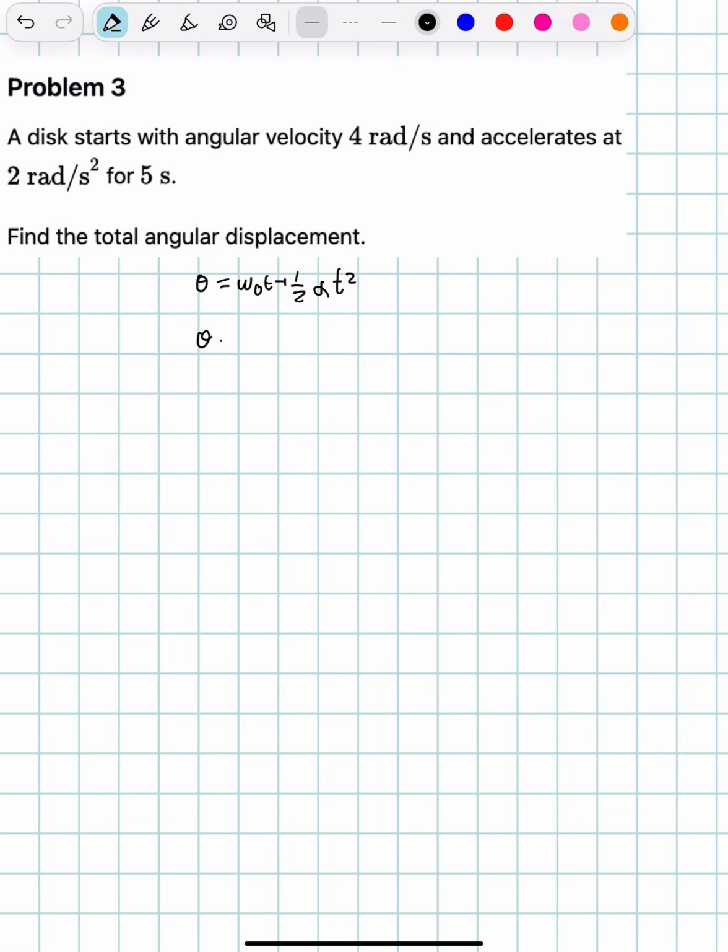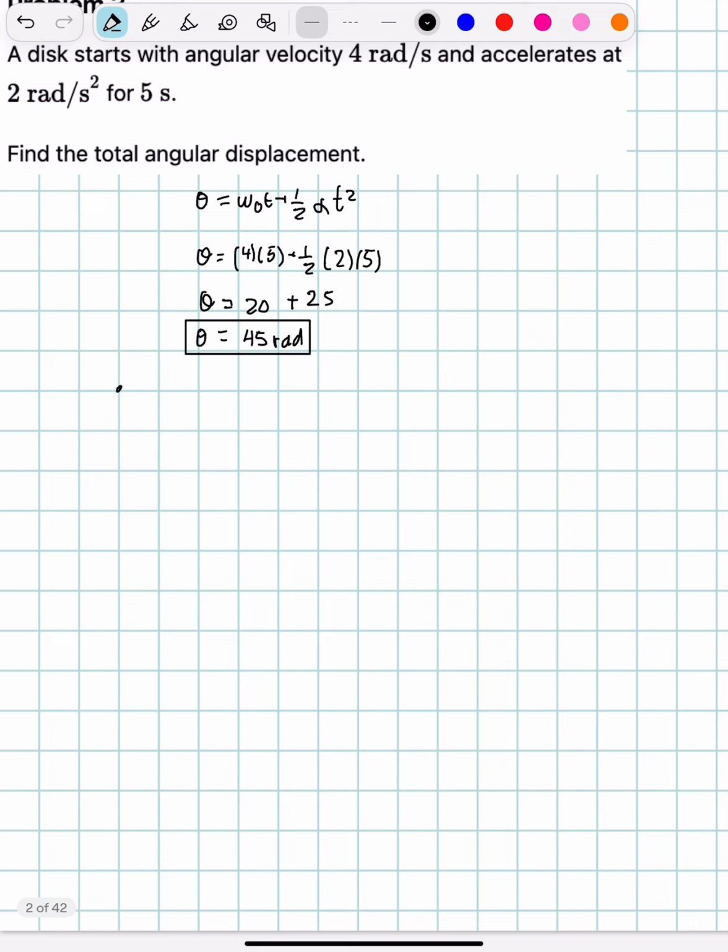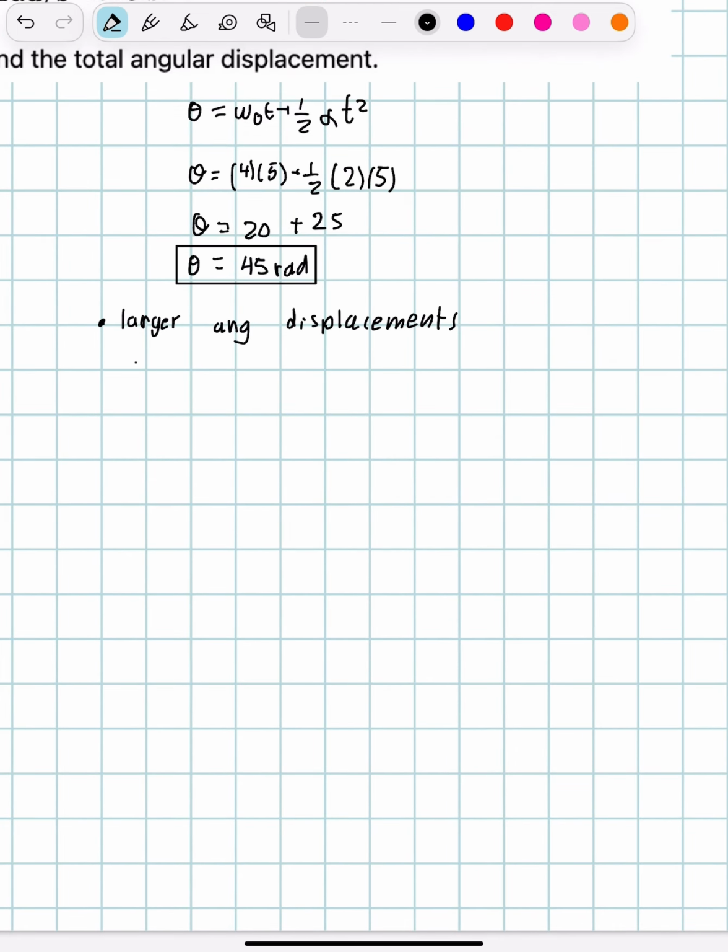So that's going to be plugging in our values. We have 4 times 5 plus 1/2 times 2 times 5 squared. So that's going to give you theta is equal to 20 plus 25, and theta is going to be 45 radians. So what this means, if you want to interpret this, is that large angular displacements are normal. It makes sense because the radians add up quite quickly.